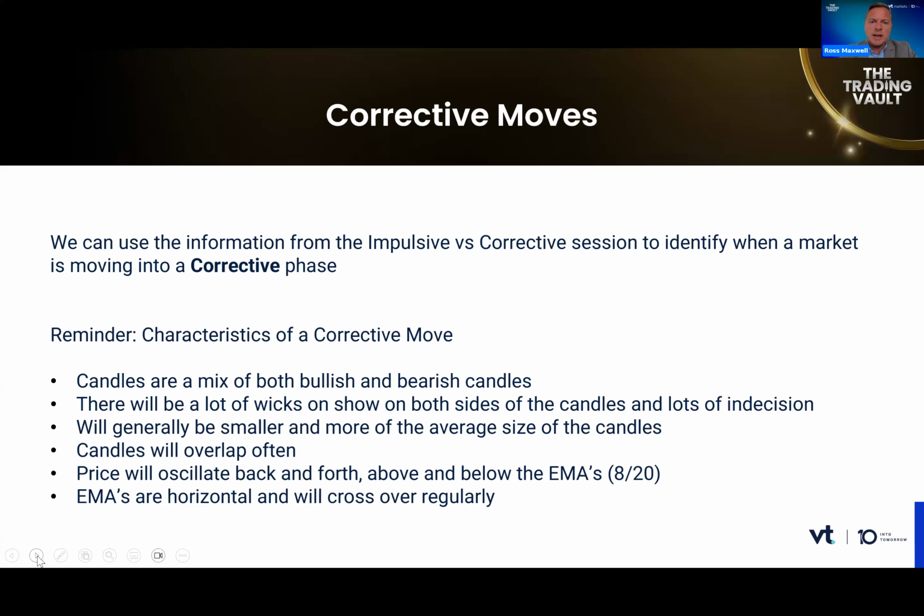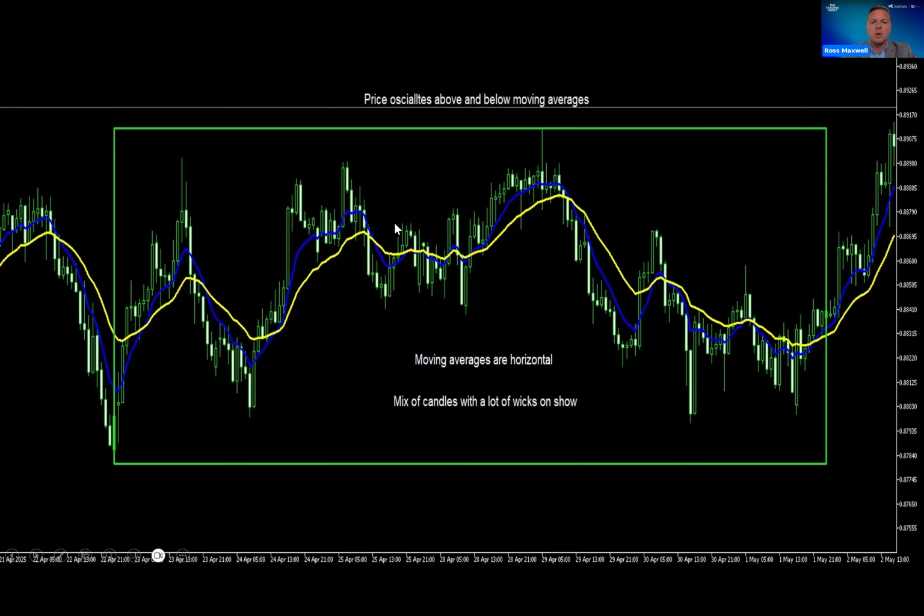One really key, easily visual point that you can use is that the EMAs are horizontal and will cross over regularly. Let me show you a quick example of what I mean here. This is a corrective phase. You can see these moving averages are pretty horizontal. They're crossing over and overlapping quite regularly. You've got a good mix of bullish and bearish candles, lots of overlap, and lots of wicks on show here.